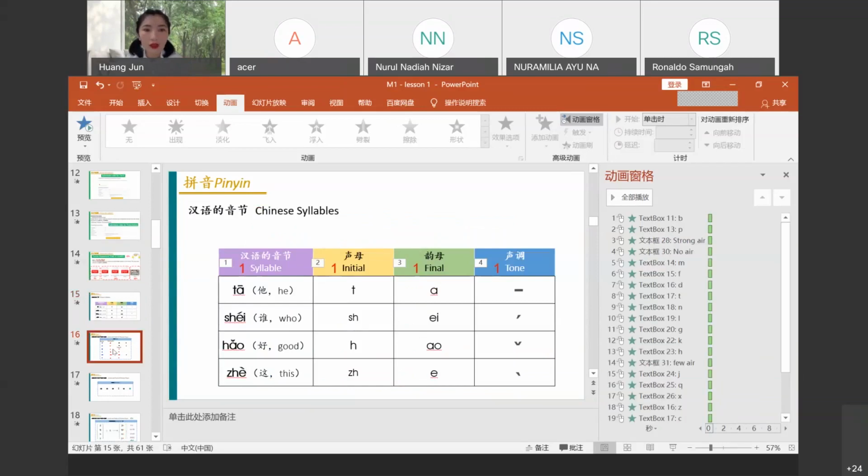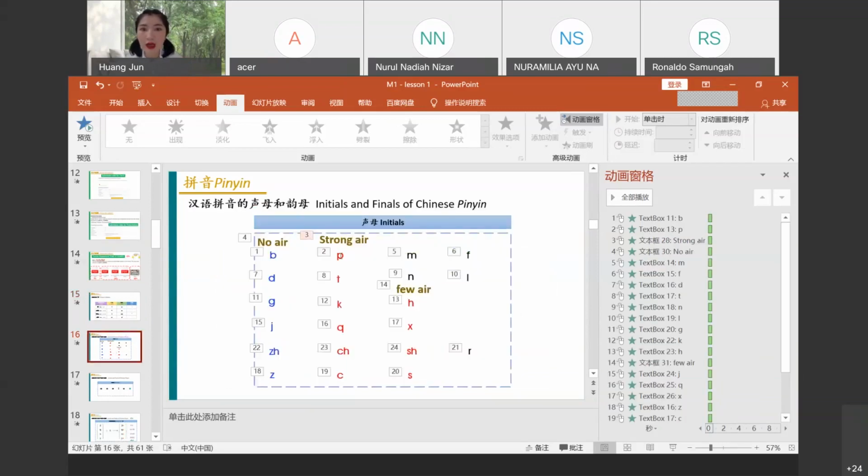Okay. So last time we introduced how to read initials. We divide initials into 3 different groups. The first group, I labeled here with blue color. They are initials with no air when you pronounce them. You can put your hand in front and check the pronunciation when you read them: bo, de, ge, ji, zhi, zi. When you read them, they actually have no air.